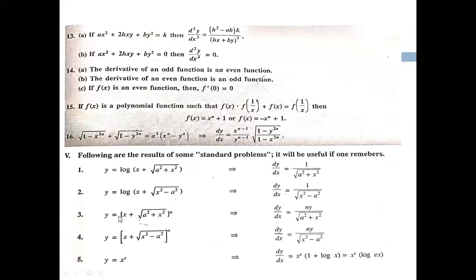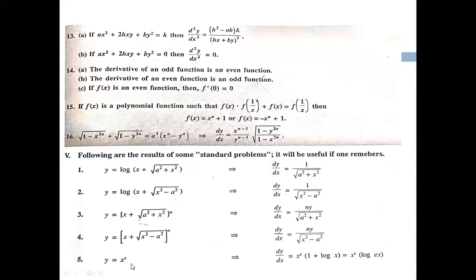So if y is equal to x plus under root of a square plus x square whole to the power n, this implies that dy by dx has the denominator same, root of a square plus x square, but in the numerator n into y. Y is equal to x plus root of x square minus a square whole to the power n. This also is the same: dy by dx has the denominator same, root of x square minus a square, and the numerator is ny. You can remember it very easily.